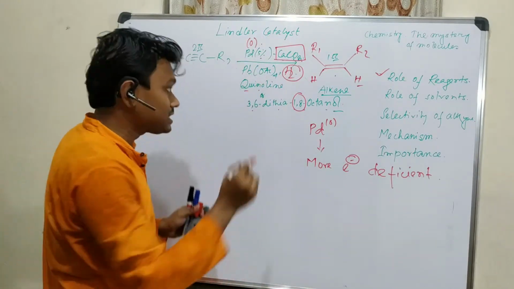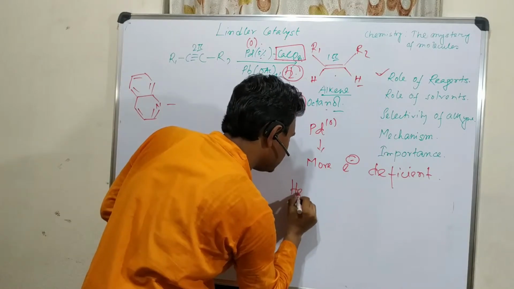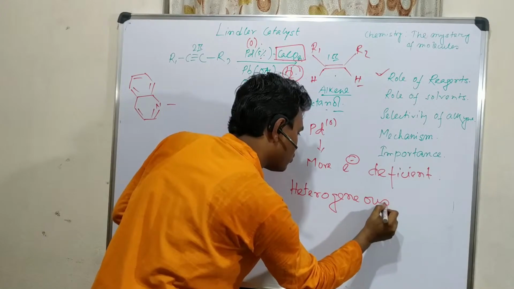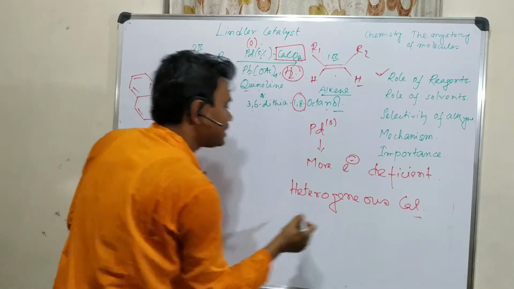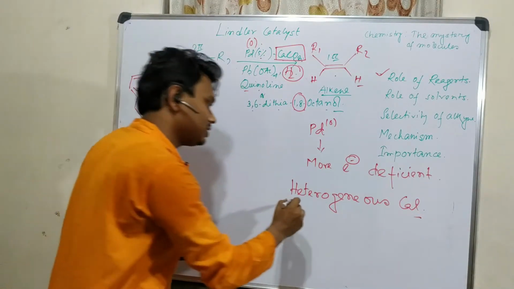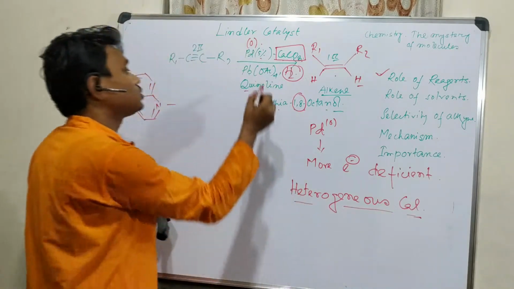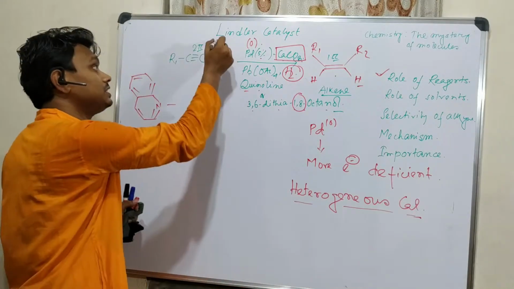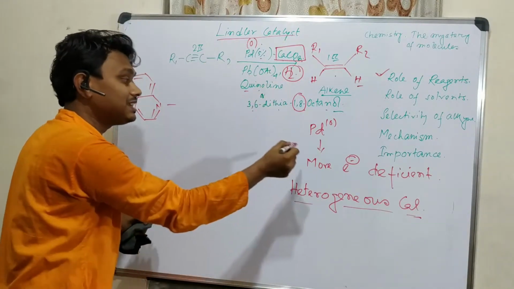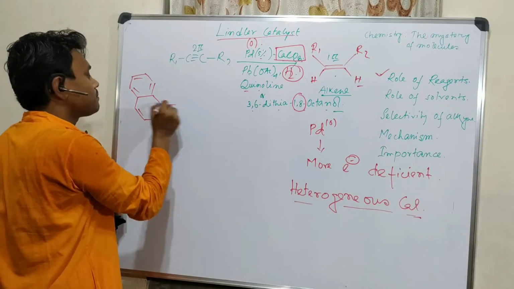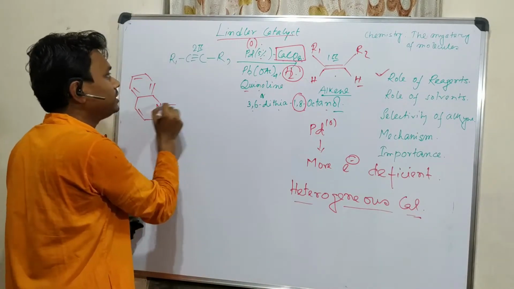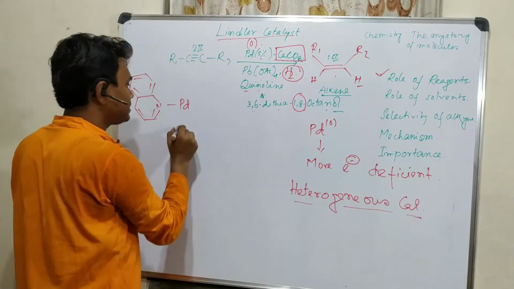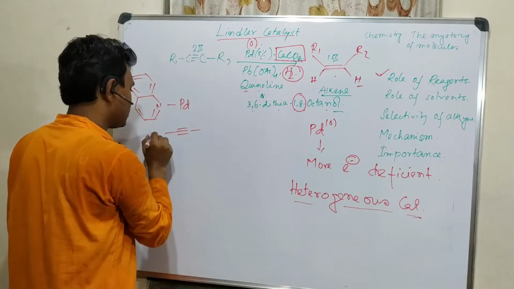This is a heterogeneous catalyst. What does it mean? It is not soluble in the reaction mixture. That's why it is called a heterogeneous catalyst. So this is the uniqueness of this palladium on calcium carbonate, a unique property of the Lindlar catalyst. That is electron deficient. That's why the quinoline coordinates as well as the acetylene coordinates.